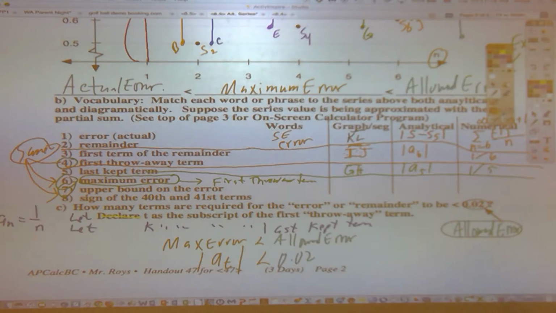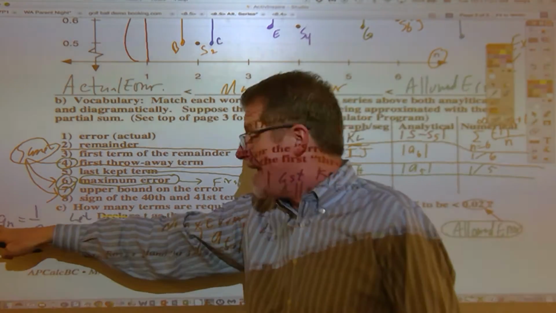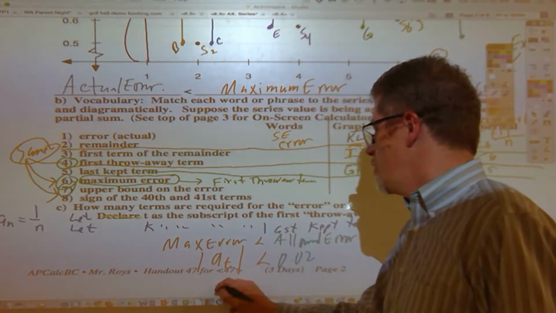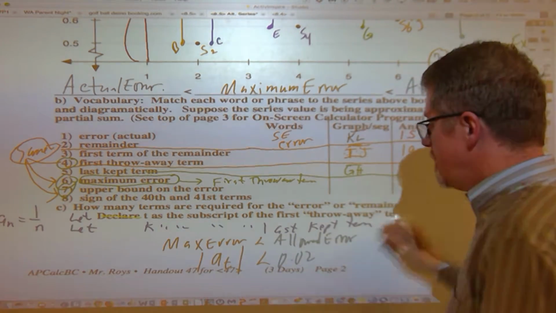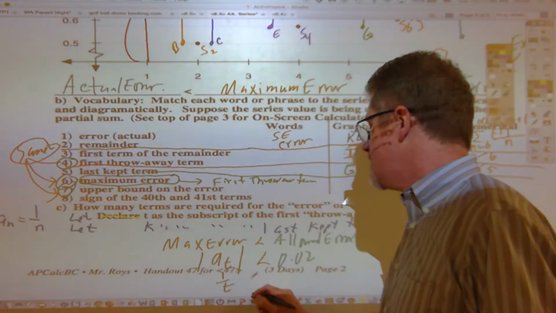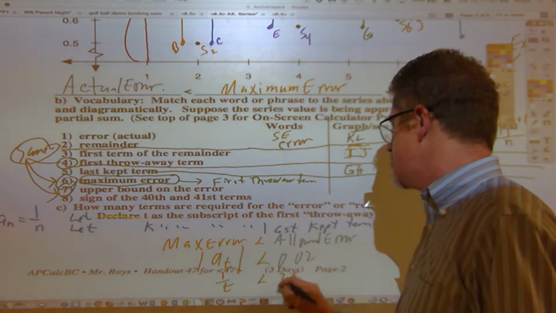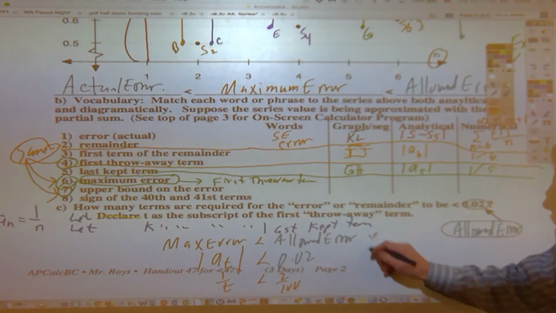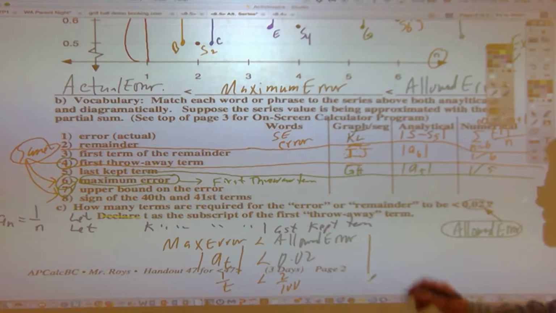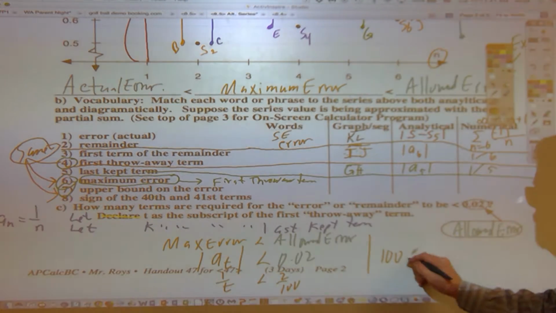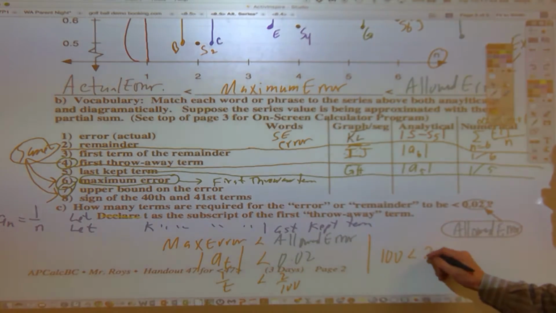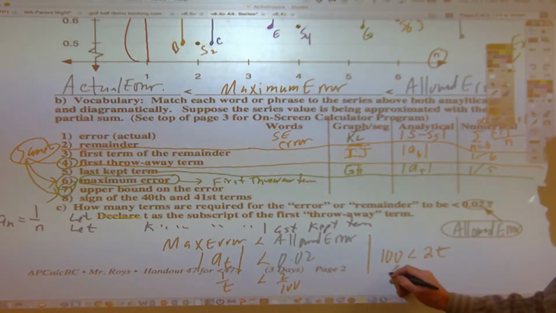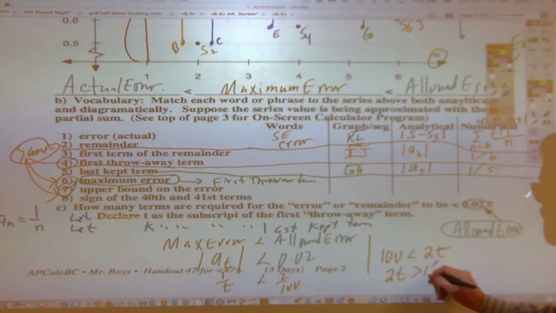Okay, what is a sub t? Well, if a sub n is 1/n, a sub t is going to be 1/t. So we need to find the smallest number t such that 1/t is less than 2/100. It's actually not too hard to do, because if you multiply both sides by 100 and by t, you get 100 is less than 2t. So that means 2t has got to be greater than 100.